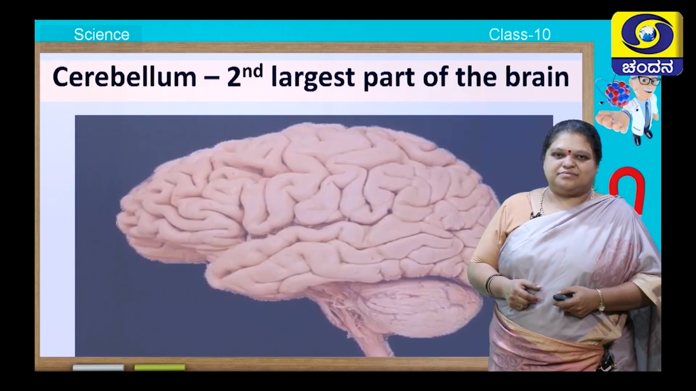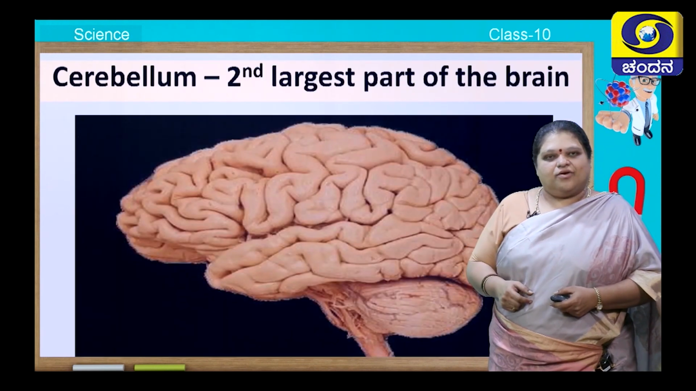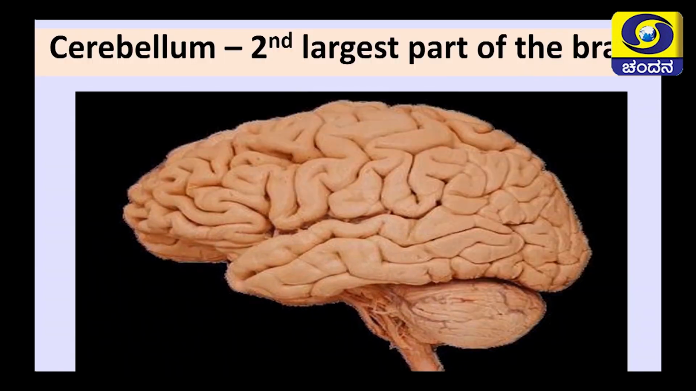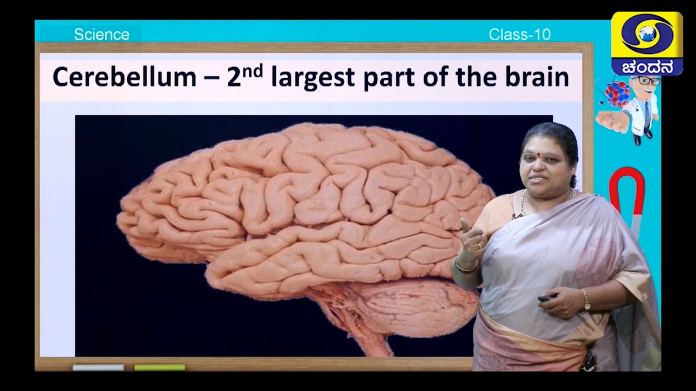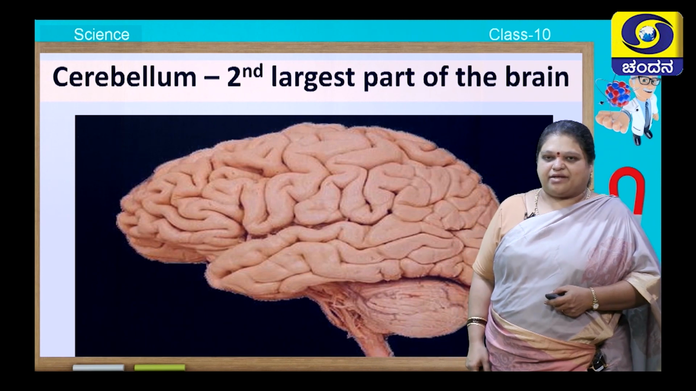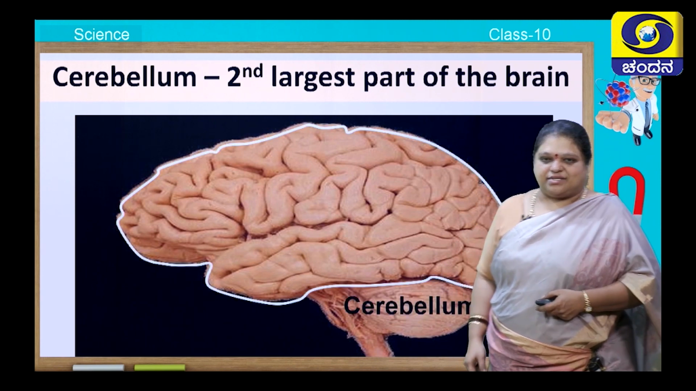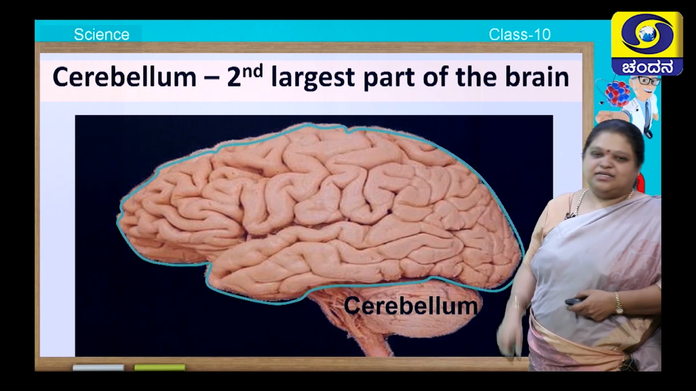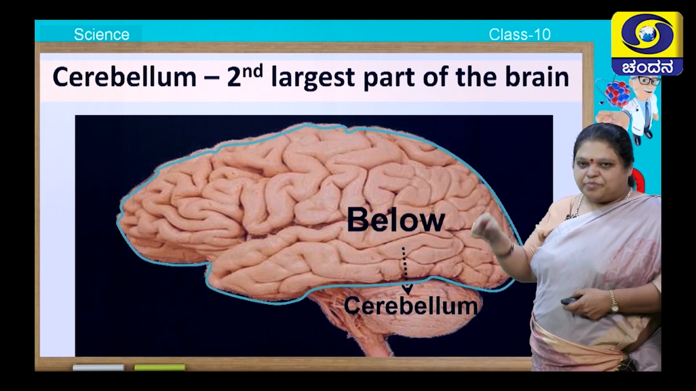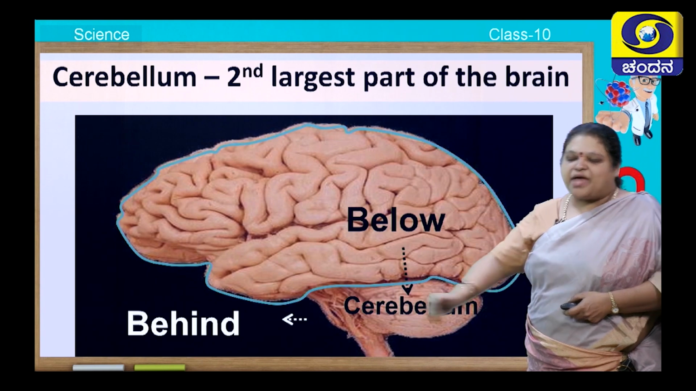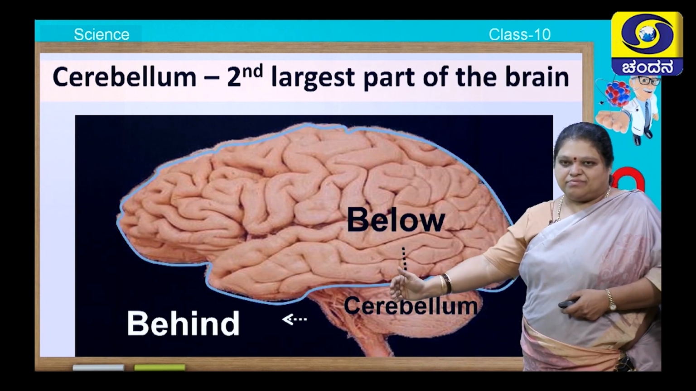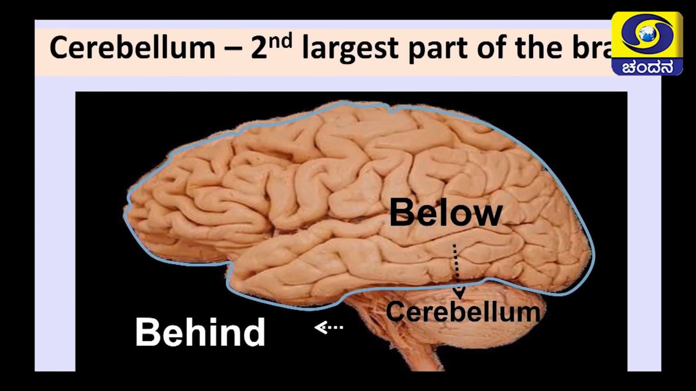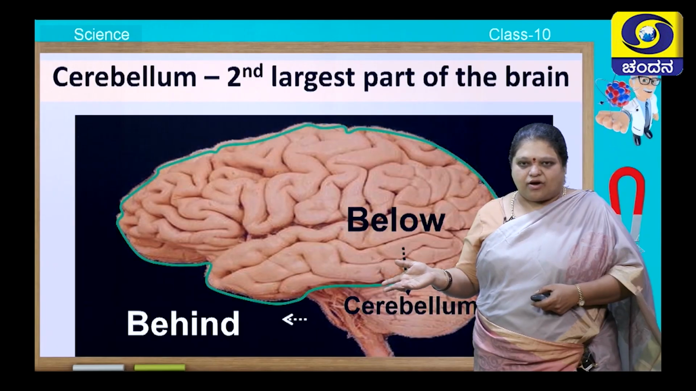First one is the cerebellum. You know that the cerebrum is the largest part of the brain. The cerebellum is the second largest part of the brain. So let us see where it is present. That portion which I have marked, below that you find the cerebellum. So it is below the cerebrum and behind it, from the frontal region. So you understood the location.